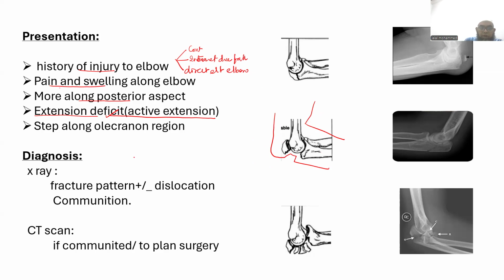So how will you diagnose? We do an X-ray lateral view. It will show you the fracture pattern. It will show you the dislocation. It also shows you the comminution. If you see here, there is no comminution. It's a simple fracture.